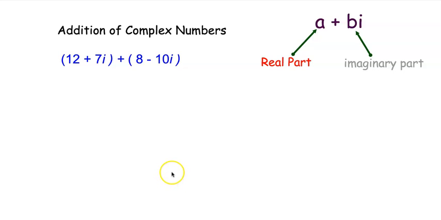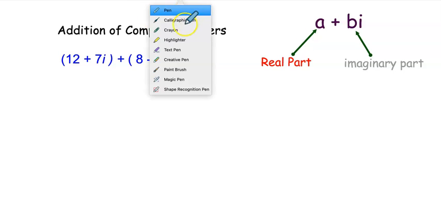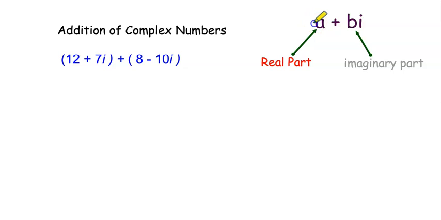Addition of complex numbers. Alright, let's add these two complex numbers, 12 plus 7i, to the second complex number, 8 minus 10i. But actually, what is a complex number? So, any number written in the form of a plus bi, like this.